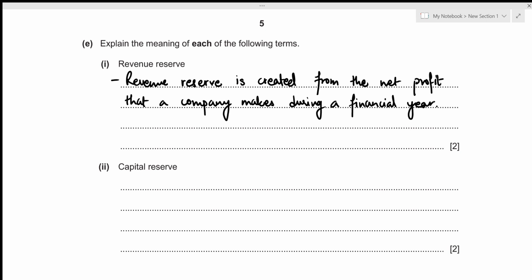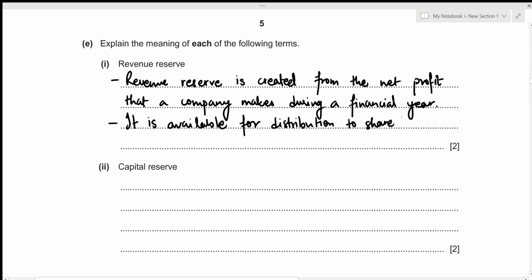And the next important character of revenue reserve is that it is available for distribution to shareholders in the form of dividends. Let's write it down. It is available for distribution to shareholders in the form of dividends. Or we can also say that revenue reserves are distributable among shareholders.